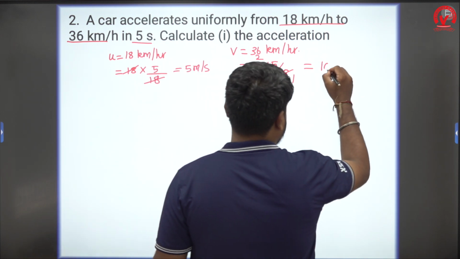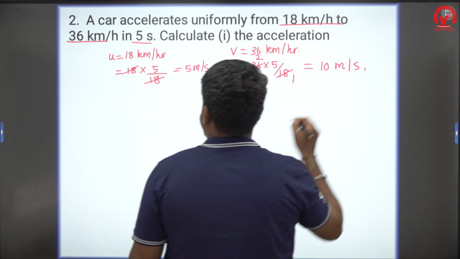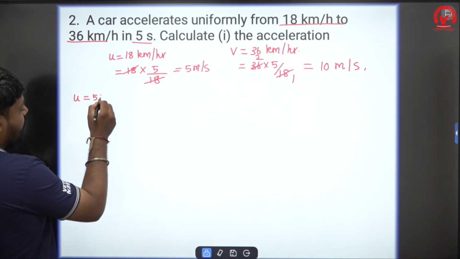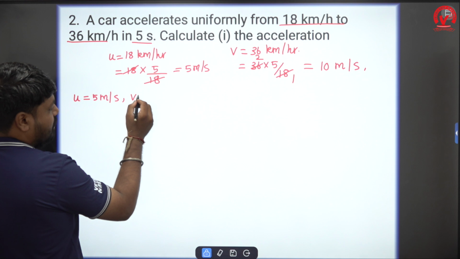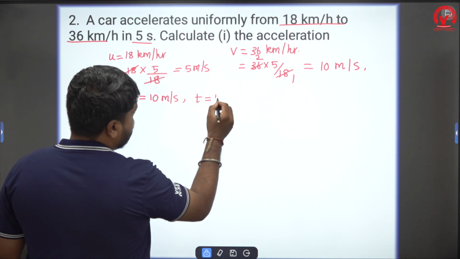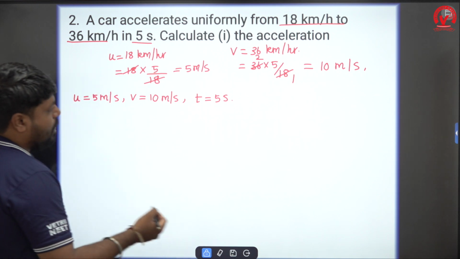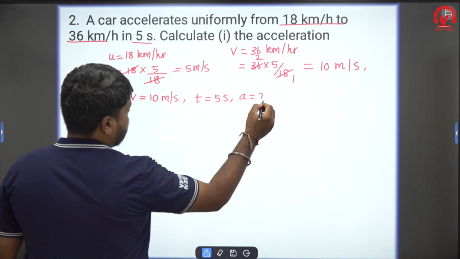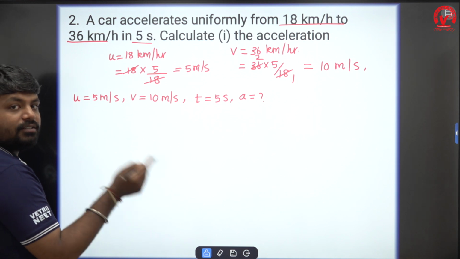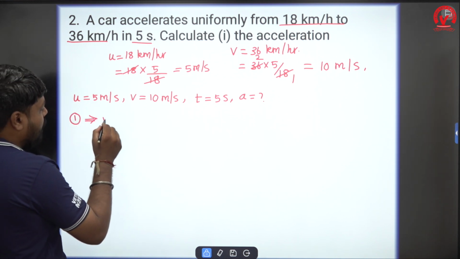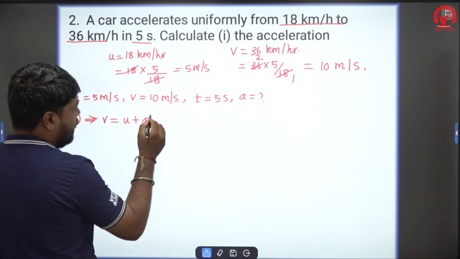So final velocity is how much? 10 meter per second. What is the time? So we know the values: u is equal to 5 meter per second, v is equal to 10 meter per second, and t is equal to 5 seconds. Okay, they asked us to calculate the acceleration. So what equation do you have to use here? The first equation of motion. What is the first equation of motion? Remember, v is equal to u plus at.